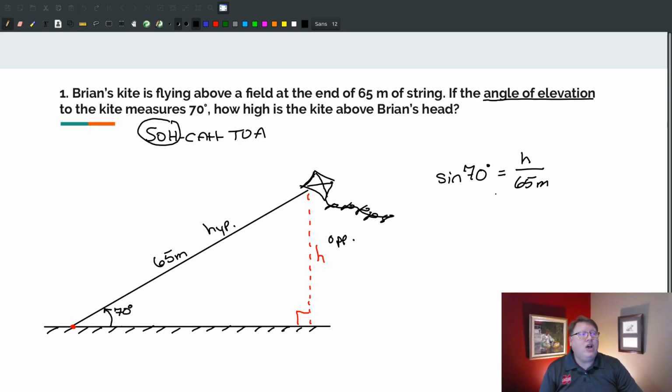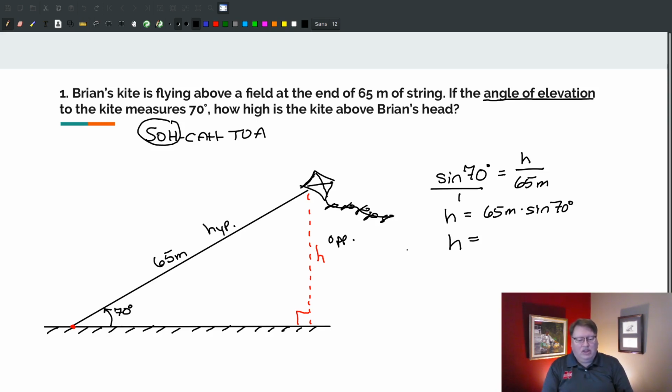Right now, I hope I don't work all the way down and overlap with my little inset video there, but we'll see. I'm going to put this over 1, and we have a proportion, so we can cross multiply. So 1 times h is equal to 65 meters times the sine of 70 degrees. So our h is equal to what? Well, we have to punch this on our calculator, and I'm just going to go to my calculator on my cell phone.